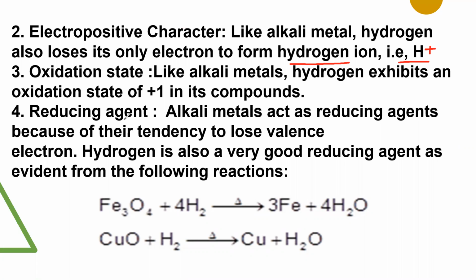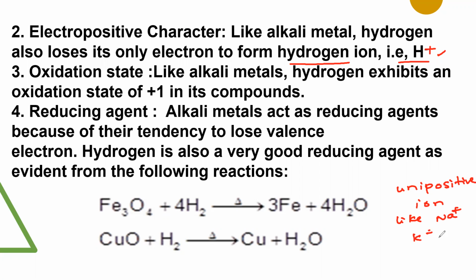Both have a tendency to lose the valence shell electron, in hydrogen and more so in alkali metals, to form a unipositive ion. The tendency is more in alkali metals when compared to hydrogen. Unipositive ion means only one positive charge, like sodium Na+, potassium K+.